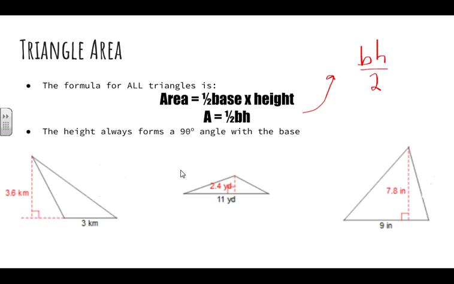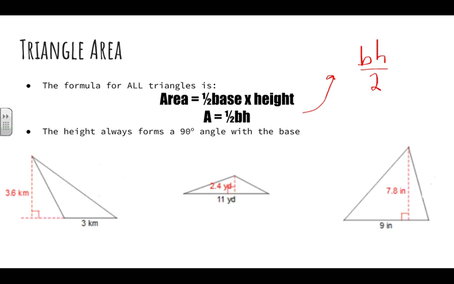Okay. Once again, it's important to remember that your height always has to form a 90-degree angle with the base. This is where a lot of people get in trouble because, you know, a lot of the times in textbooks or on worksheets, they're going to give you the measurements of these other sides. You will not use them. You're going to use whatever forms a 90-degree angle with the base of your triangle. So that's why, again, we see these extra dimensions given with diagonal lines.